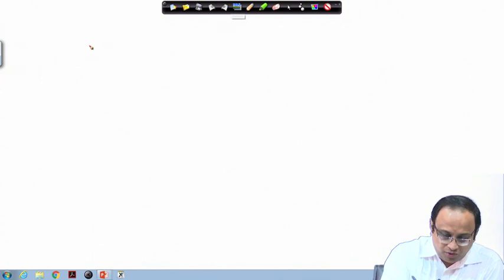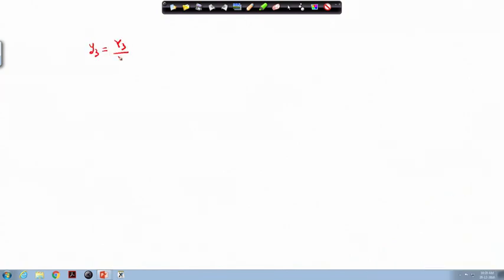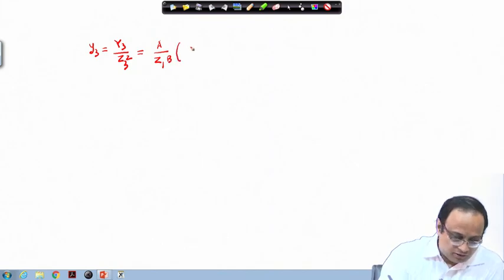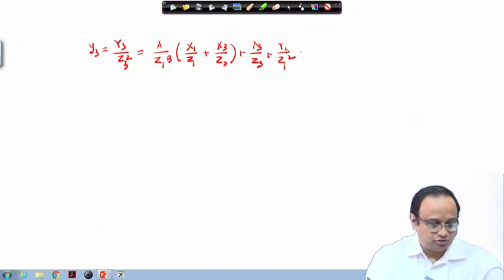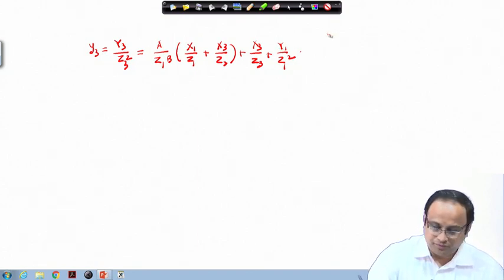Okay. So, Y3 is equal to capital Y3 divided by Z3 square. Okay. And that is equal to A by Z1 B, so divided into X1 by Z1 plus X3 by Z3 plus x3 by Z3 plus Y1 by Z1 square. So, this actually follows from the equation of Y3.